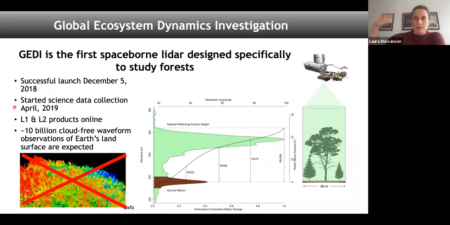Science data started to be collected. It takes a little bit of time to get the instrument working and calibrated once it's in space, but science data started to be collected in April of 2019. The level 1 and level 2 products are online. So the geolocated waveforms and then the elevation and canopy metrics from those waveforms, those are online. And we've got a year of data already publicly available. You can go to NASA, you can download those today. We are expecting by the end of the mission, we'll have at least 10 billion cloud-free waveform observations. We're already more than halfway there, of the land surface.